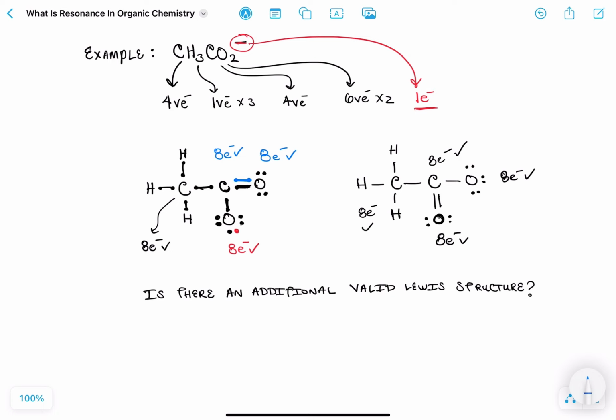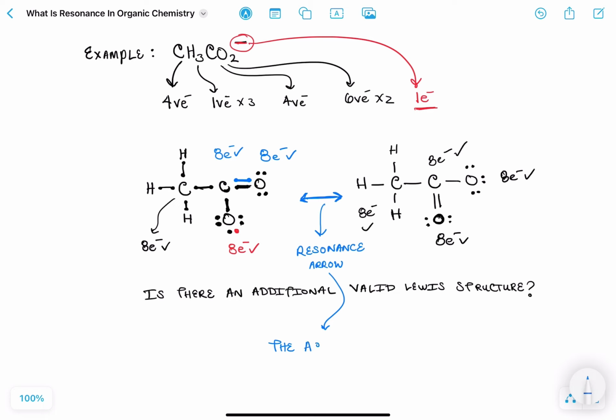And so what we do in order to represent the fact that we have 2 valid Lewis structures is we recognize that they are resonance. So we draw a resonance arrow. A resonance arrow, it's very important that you don't mistake it with an equilibrium arrow. Resonance means that both of these structures are actually correct at the exact same time.